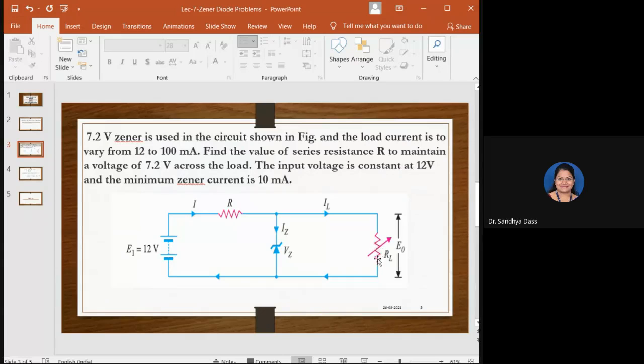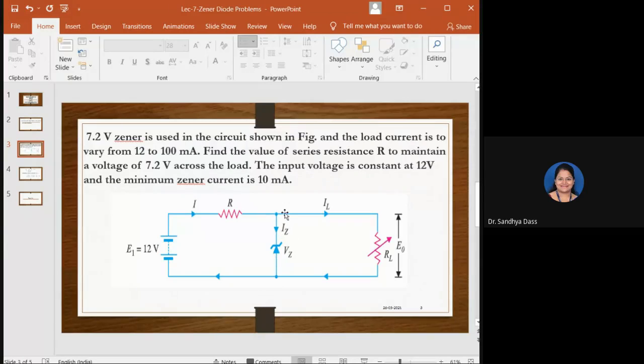So when RL is minimum, obviously IL will be maximum, because when resistance is less, more current will flow through that path, right? IL will be maximum. Now observe here from the circuit, the KCL equation, right? At the input side, the input voltage is constant, so I will not change. It will remain constant based on the value of the resistor you have taken, right?